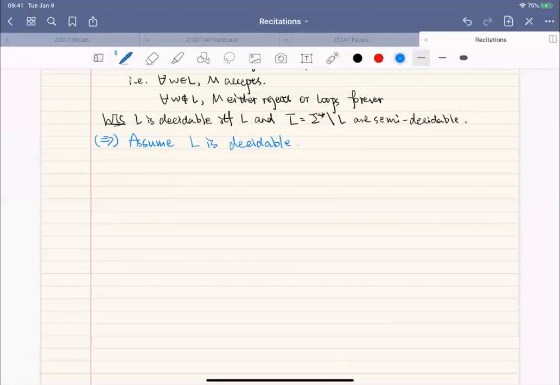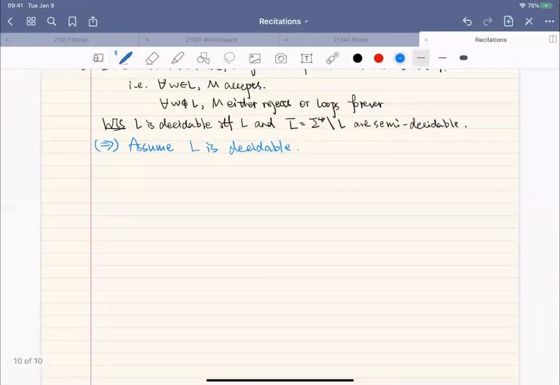Just from the definition, we know that any decidable language is semi-decidable. So this gives us directly that L is semi-decidable. Also note that decidable languages are closed under complementation. In other words, if L is decidable, then L complement is also decidable.